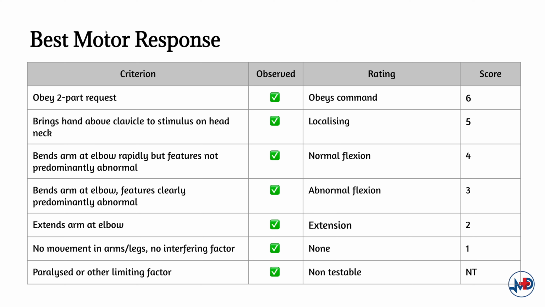And finally, if the patient responds to the pressure applied by extending his arm at the elbow, it's a score 2. Just like every other component, if the patient has no response in both arms or legs, that would mean it's a score 1.